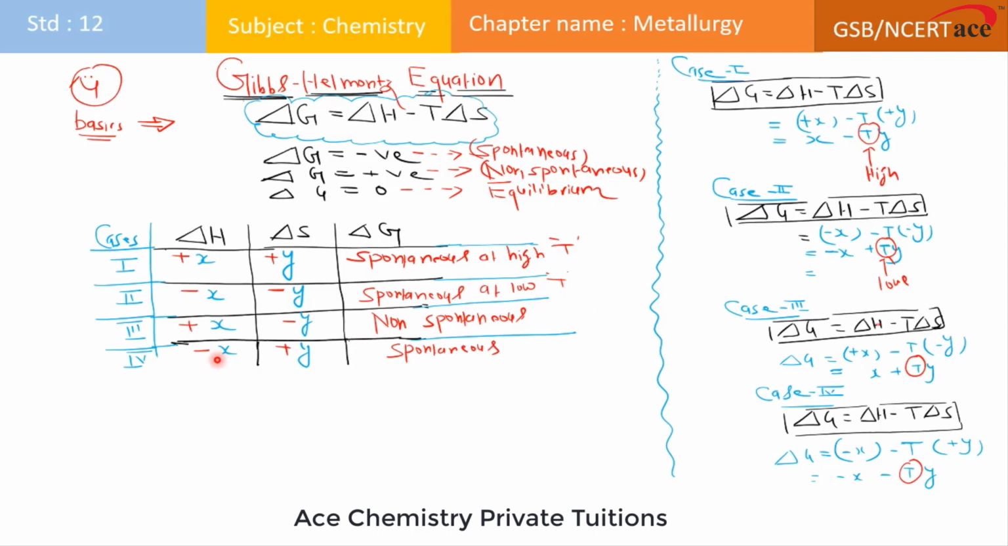Fourth case, if you'll see, where the delta H is minus X I have substituted and delta S is plus Y. So in this case, if you'll see, both the factors are minus. So if you'll solve this mathematically, you will always get the negative value for the delta G. Okay, so this delta G value, since it is coming negative, this reaction will be spontaneous at all temperatures.